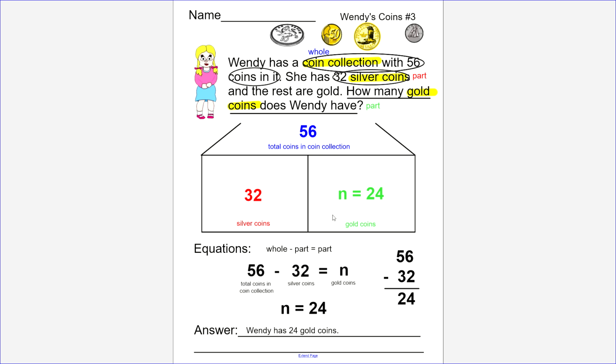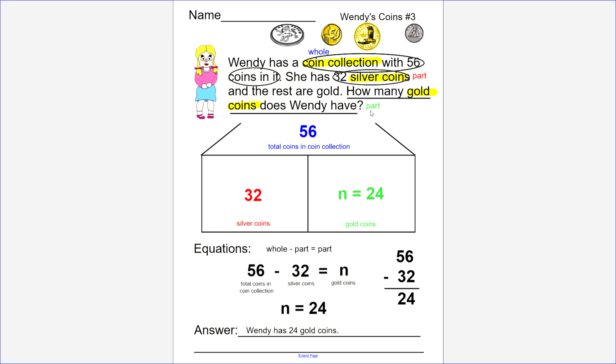Because a part was missing, I subtracted 56 minus 32. 56 was my whole, so it should be the largest number. 56 is the whole, 32 is the part that I know. 24 was my answer, the other part. Both 24 and 32, the parts, are smaller than 56, so this is a reasonable answer.